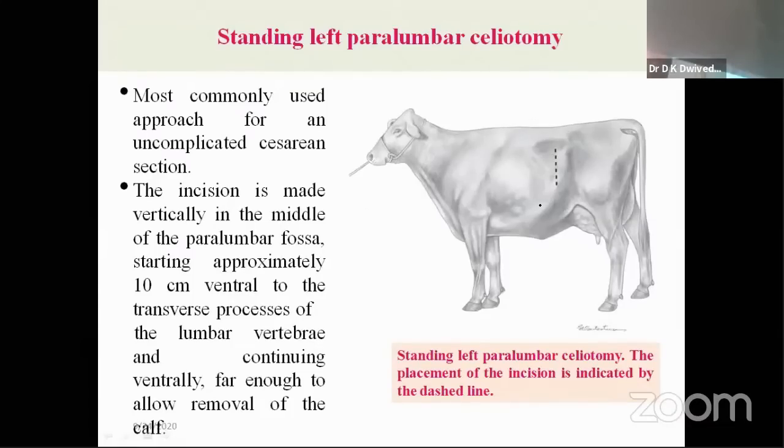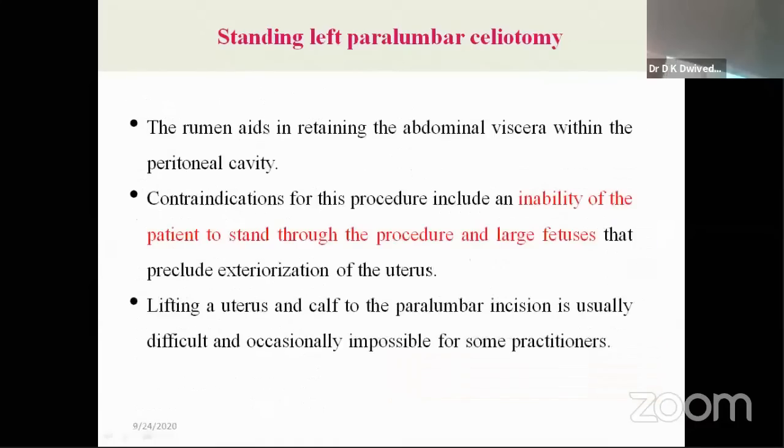Now, I hope all of you know the different anatomical structures you will encounter when you enter the abdominal cavity through this left paralumbar fossa. You already know that it is the skin, oblique muscles, then the transverse muscle, then peritoneum, and thereafter you will enter the abdominal cavity. After opening the abdominal cavity, you have to exteriorize the uterus.